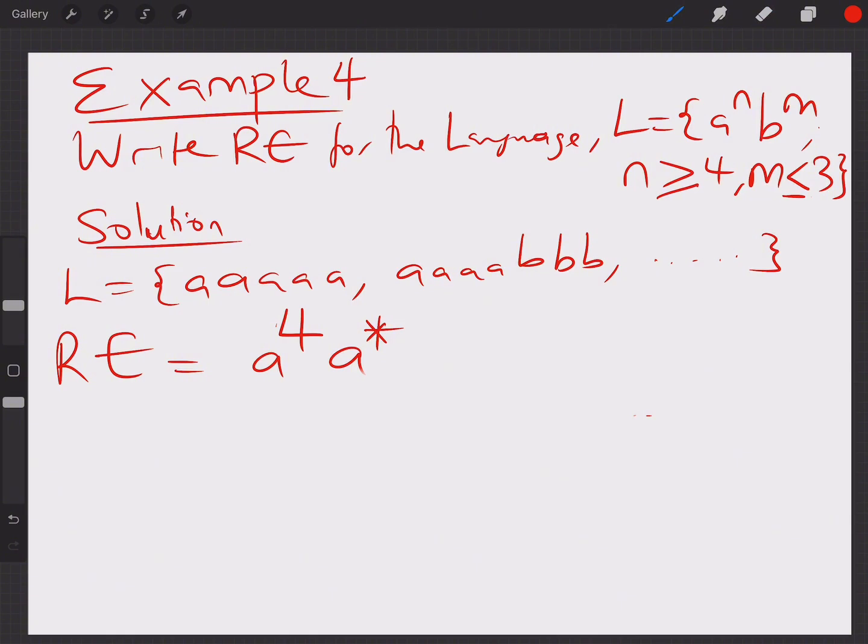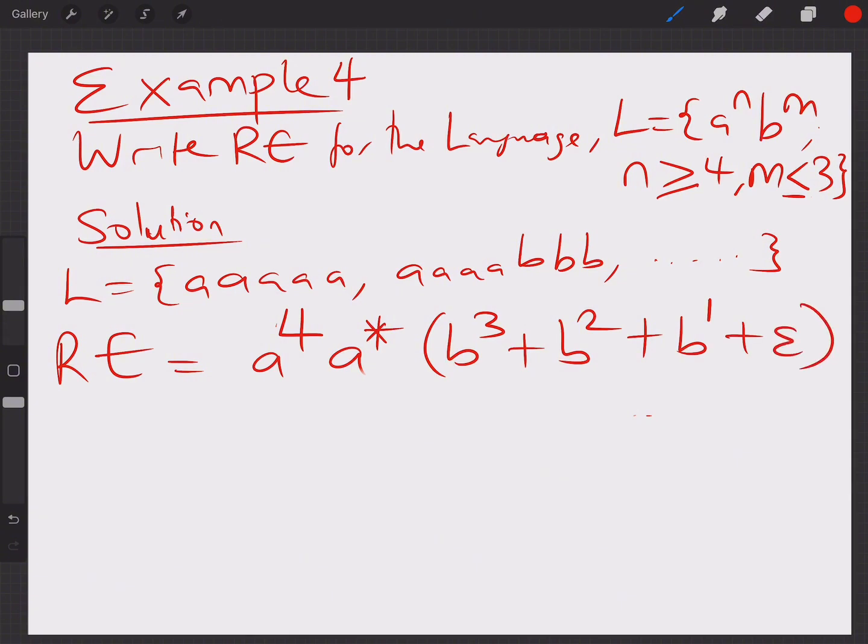So how do we deal with B? B must be less than or equal to 3. So we can have a string of length 3 for B, could have a string of length 2 for B, and a string of length 1 for B. Then we can also have the empty.